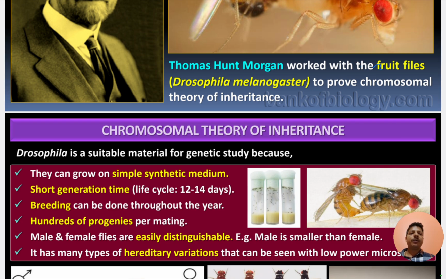Further, Thomas Hunt Morgan worked with the fruit fly Drosophila melanogaster to prove the chromosomal theory of inheritance. Remember, Thomas Hunt Morgan.